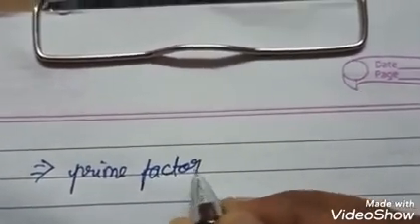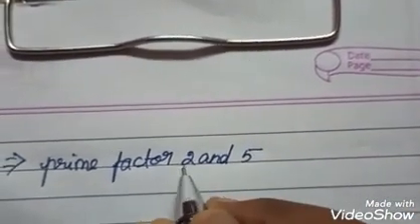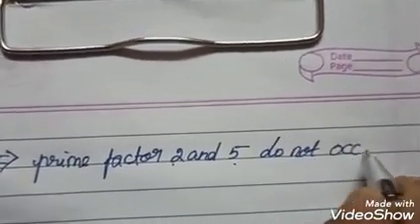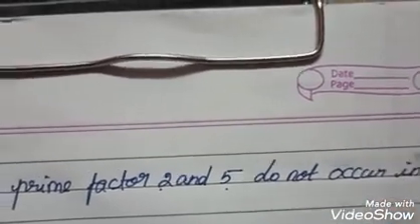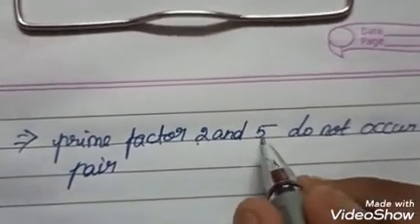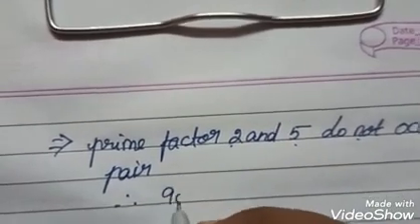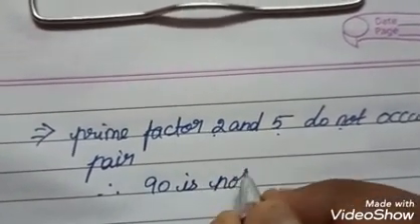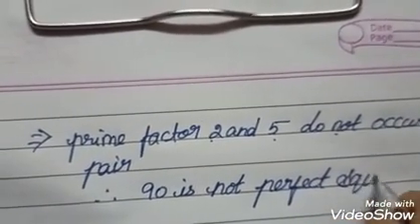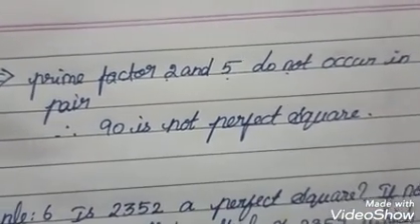Which implies that prime factors 2 and 5 do not occur in pairs. So 2 doesn't have a pair and 5 doesn't have a pair, so they do not occur in pairs. Therefore 90 is not a perfect square.